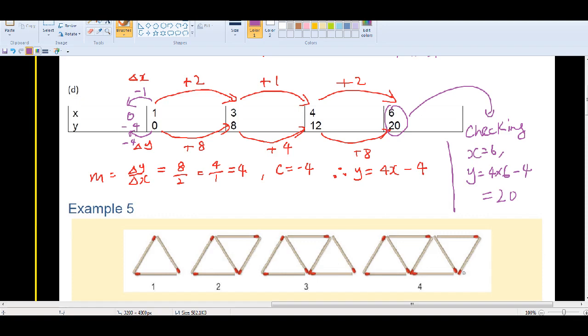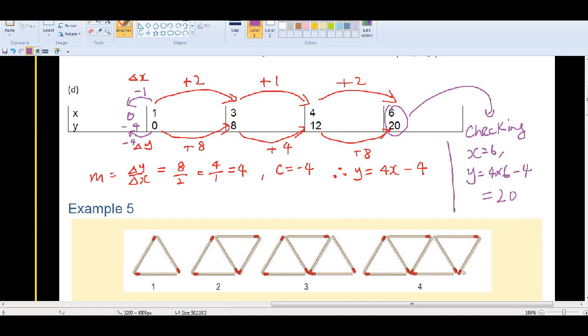So to find the value of c, you need to go back from 1 to 0. That means you need to take 1 from x. Since when you add 1 to x, you need to add 4 to y, now when you take 1 from x, that means you need to take 4 from y. So the pair of values will be when x is 0, y equals minus 4. So that's why c equals minus 4, and your equation will be y equals 4x minus 4.